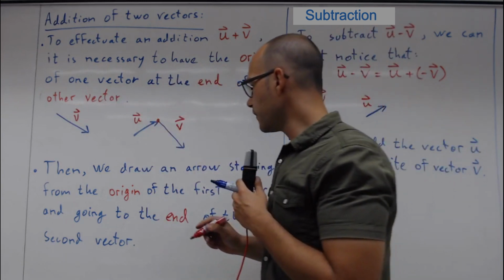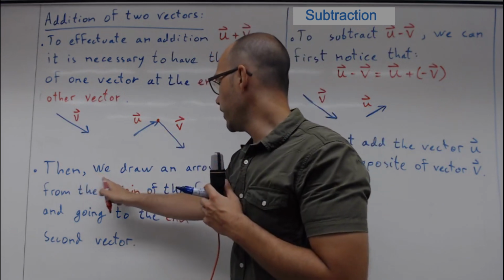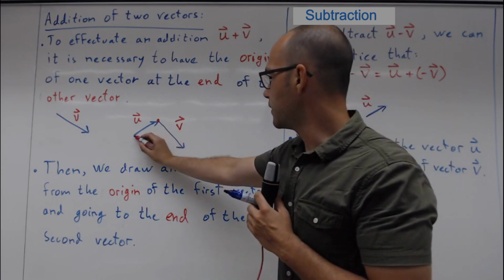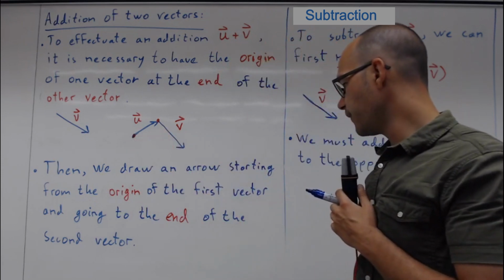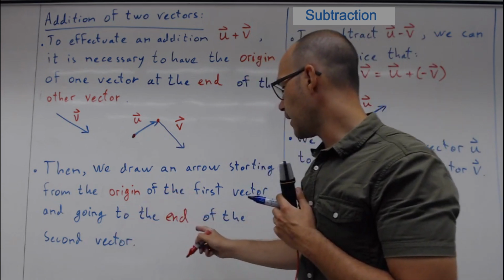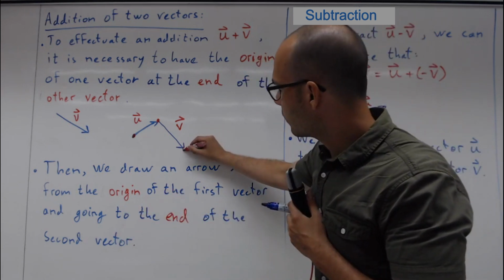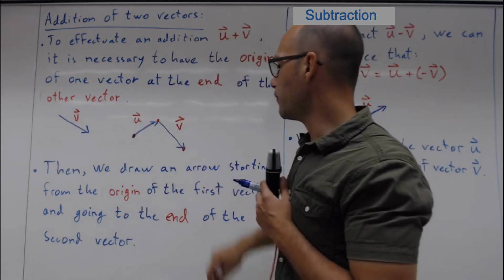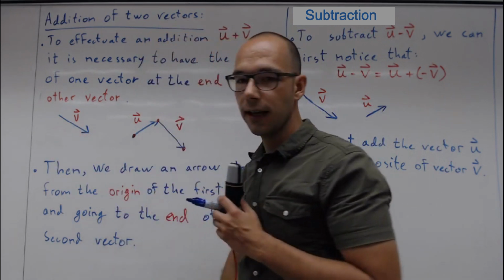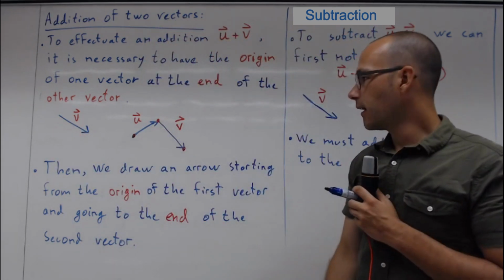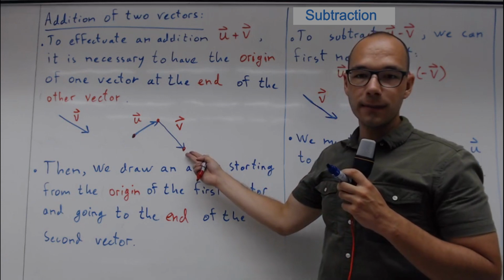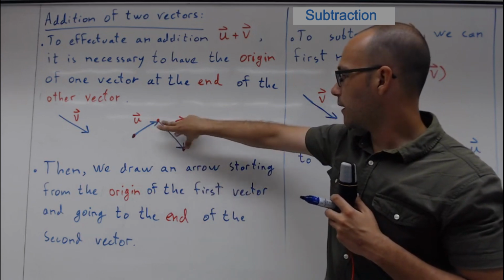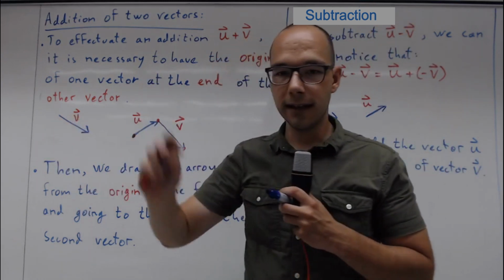Once this is done, what are we going to do? Then we draw an arrow starting from the origin of the first vector and going to the end of the second vector right here. So we take this one, we bring it at the end of the other vector. We do not change its direction, its orientation, its length. If my drawing is bad, I'm sorry about it, but this is same length, same direction, same orientation as this one.